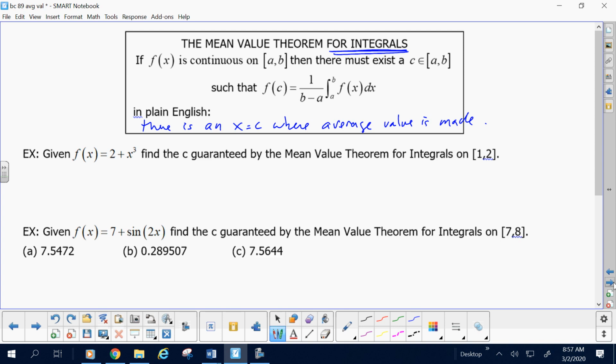So, for this case, just so we're clear on the question, f is 2 plus x cubed. I got you, there's a cube graph, that's what it looks like. Find the c guaranteed by the mean value theorem for integrals on 1 to 2. Now, that is to say that if you were to find the average value on 1 to 2, it might be about here, yeah? What is the place on the curve where that average value is made? That's what I'm looking for. You follow?